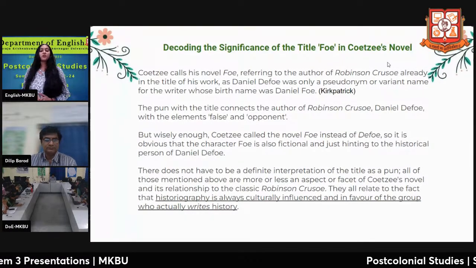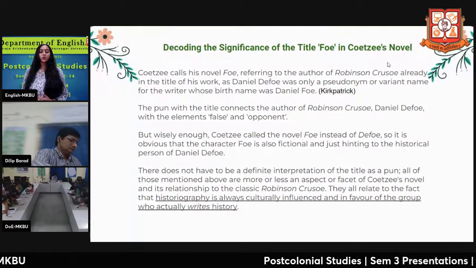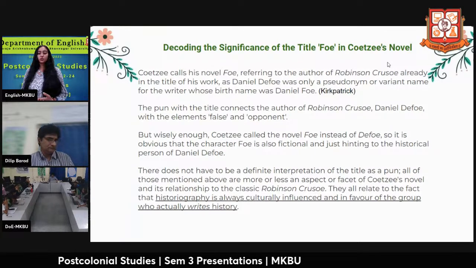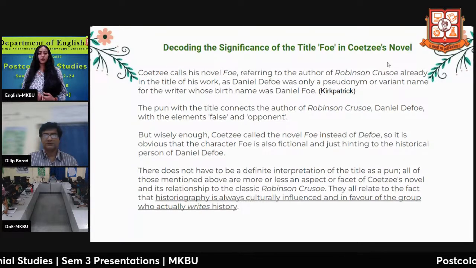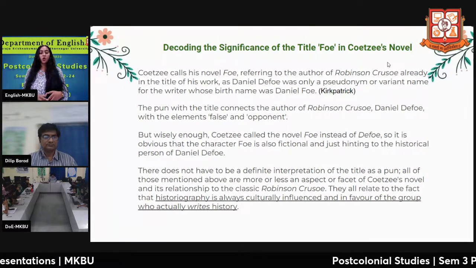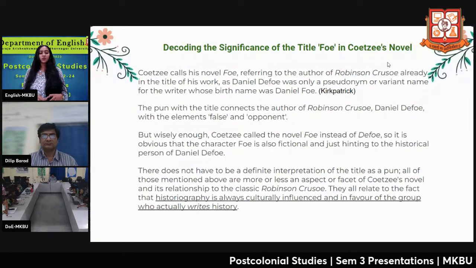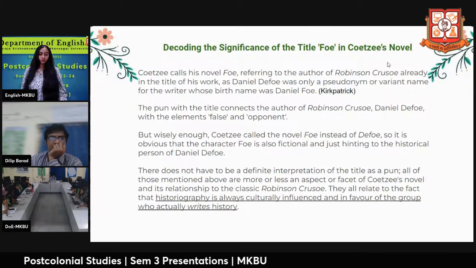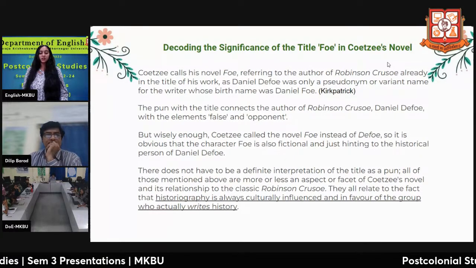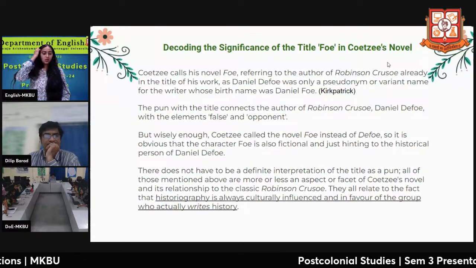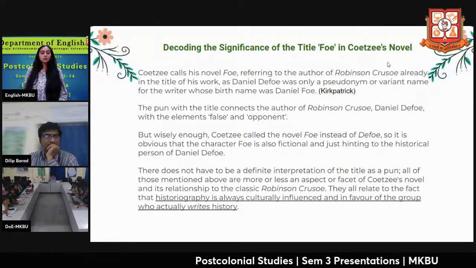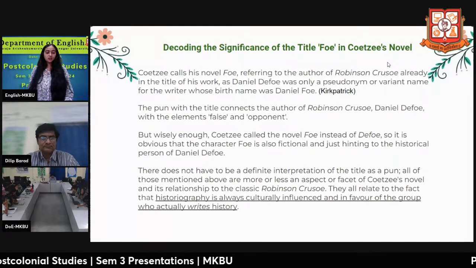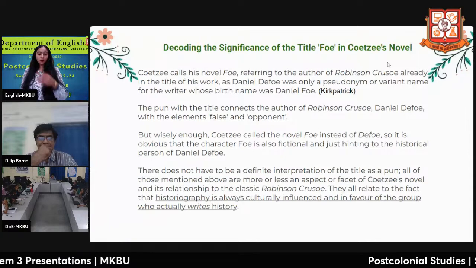Decoding the significance of the title Foe in Coetzee's novel. Coetzee calls his novel Foe, referring to the author of Robinson Crusoe already in the title of his work. The pun with the title connects the author of Robinson Crusoe, Daniel Defoe, with the elements foe and opponent. Therefore, there does not have to be a definite interpretation of the title as a pun, as all of those mentioned above are more or less an aspect or facet of Coetzee's novel and its relationship to the classic Robinson Crusoe.